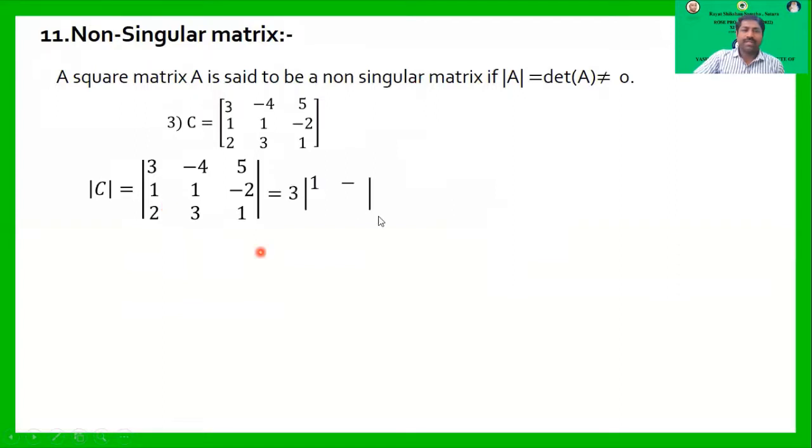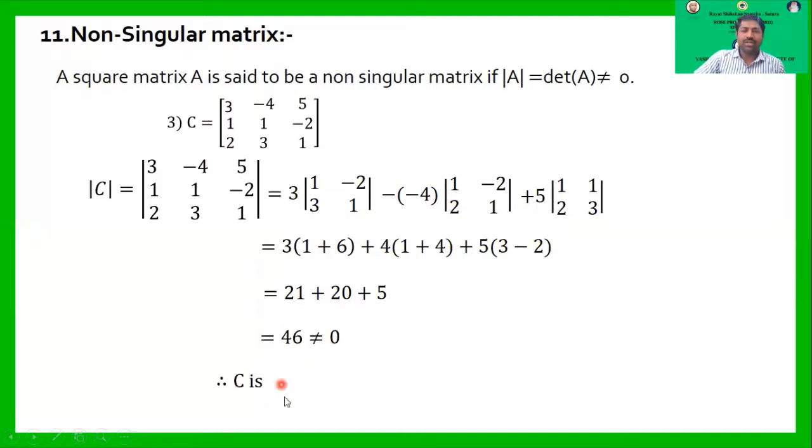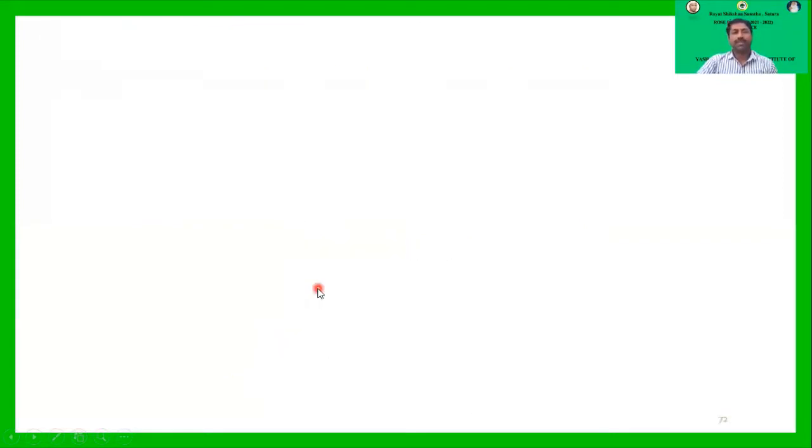So by expanding this determinant, as we have seen in determinant, this is the expansion of the determinant. You already know how to expand a determinant, I won't explain it again here. So this is 46, which is not equal to 0. So C is a non-singular matrix. This matrix C is non-singular because its determinant value is different from 0.